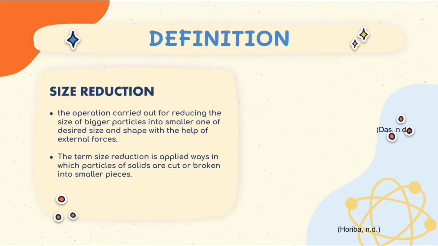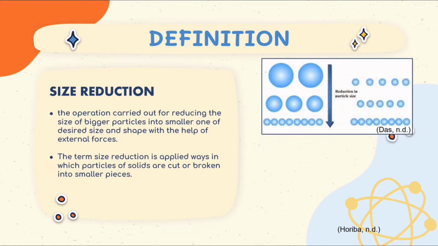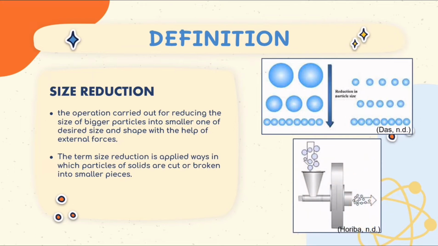Assalamualaikum and hi. Today our group will present on the topic of size reduction. Definition of size reduction: size reduction is the operation carried out for reducing the size of bigger particles into smaller ones of desired size and shape with the help of external forces. The term size reduction applies to ways in which particles of solid are cut or broken into smaller pieces. If the material is too coarse and the final product must be a fine powder, size reduction is required.